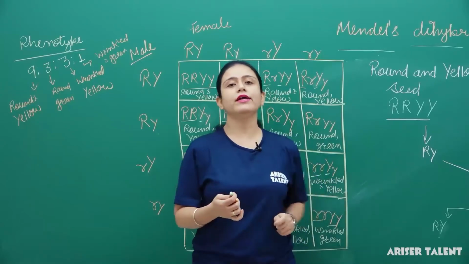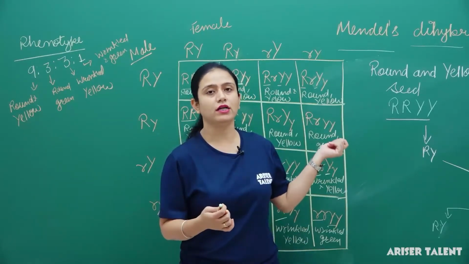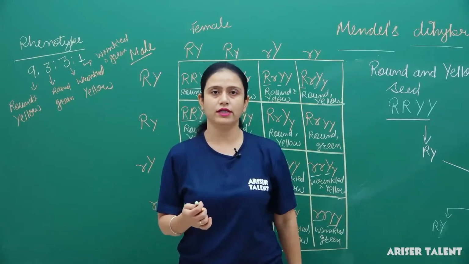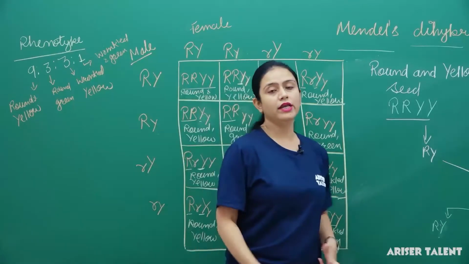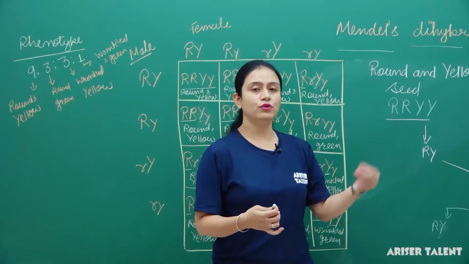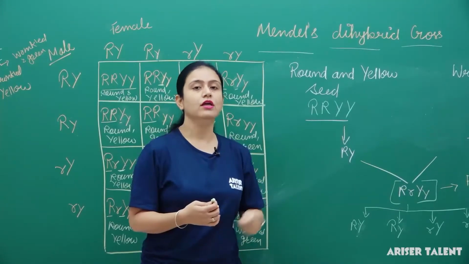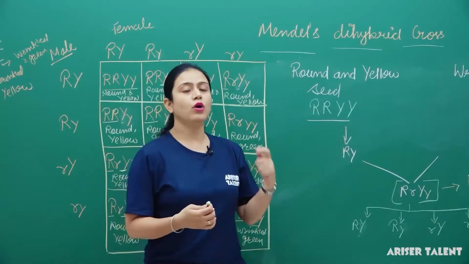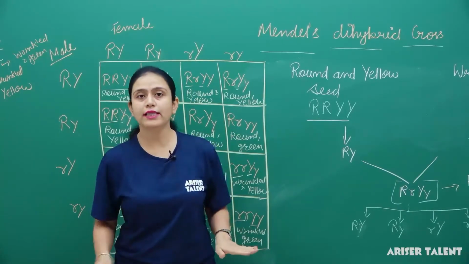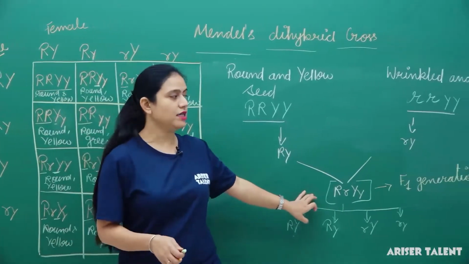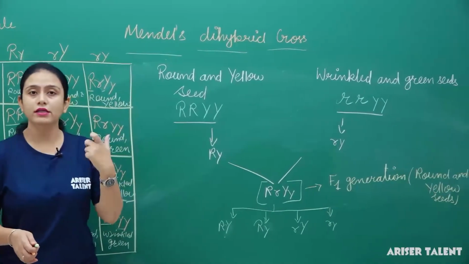Okay, and another character was color of the seed. He took one color yellow, and another he chose color green in the resistant species. When he took the pollens from the male plant and did the cross pollination with the female plant, what did he find? In the F1 generation all the plants had round and yellow seeds.